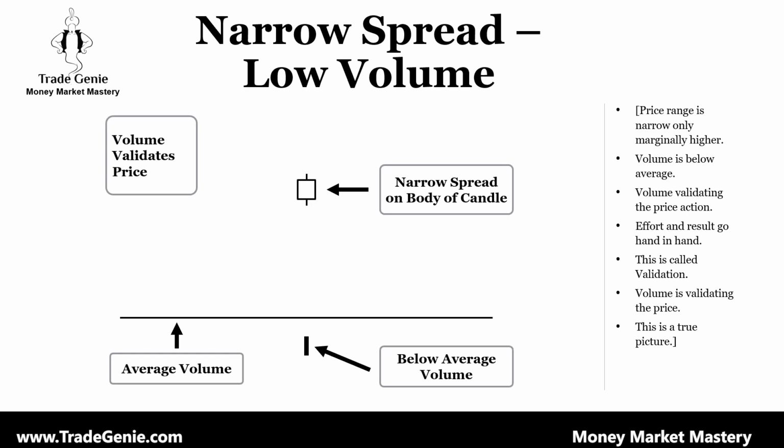Now here's another chart. You see the bar is small, and the volume is small. If the bar is small and the volume is small, the volume validates the price. So this is okay. If this is a bullish bar and the volume is low, this is still okay, because both are matching. If it's below average volume, the price action is validating and the volume is validating the price. So there is no anomaly here.